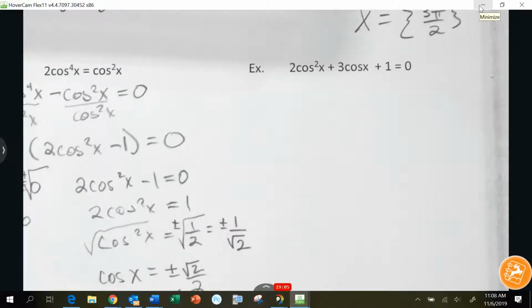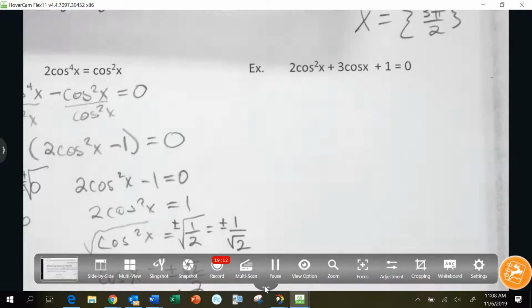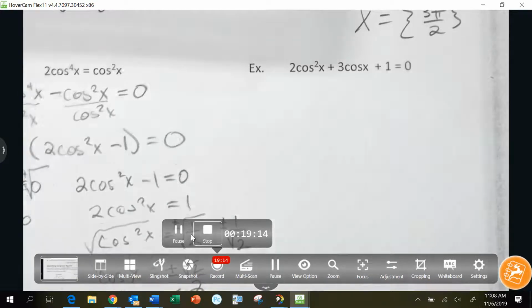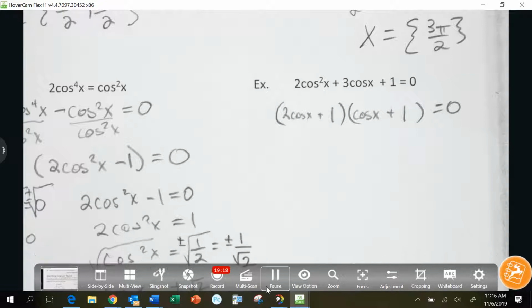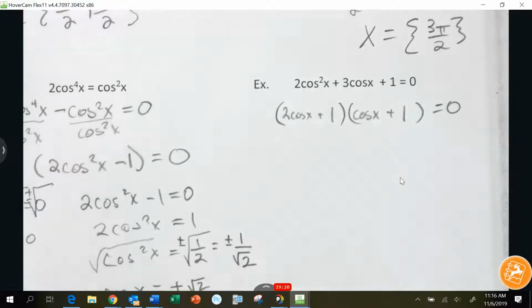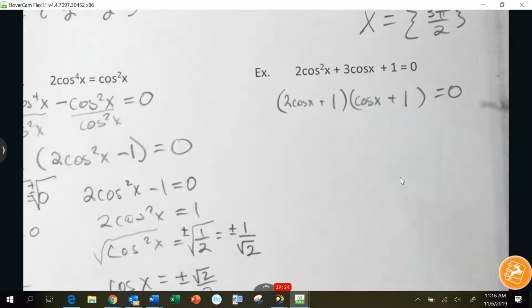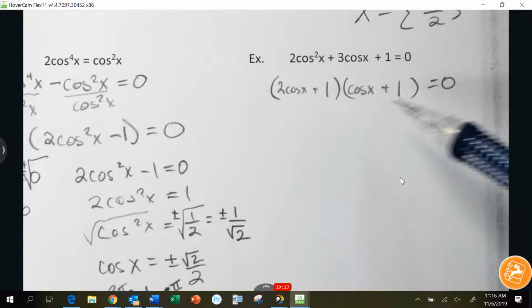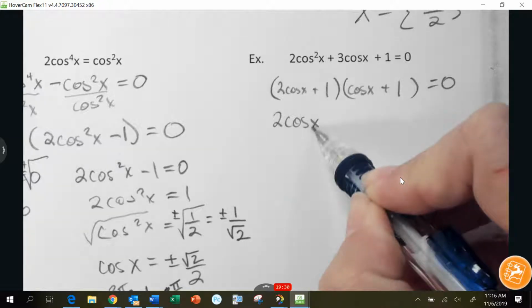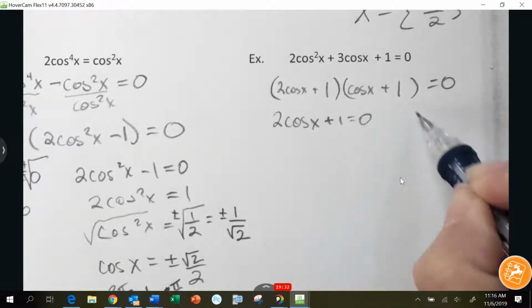I want you to try this one on your own. So I factored this. I could have done U substitution. You know, I'm the math teacher, so I can actually do it without the U substitution. After you factor it and put the cosine x back in, this is your factors. So then we're going to set each factor equal to 0.